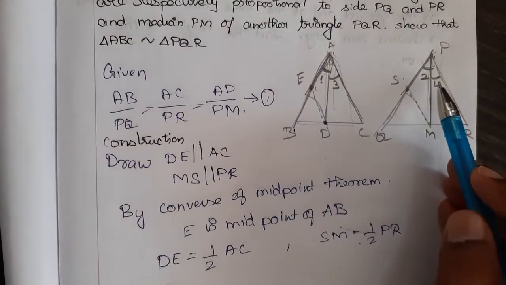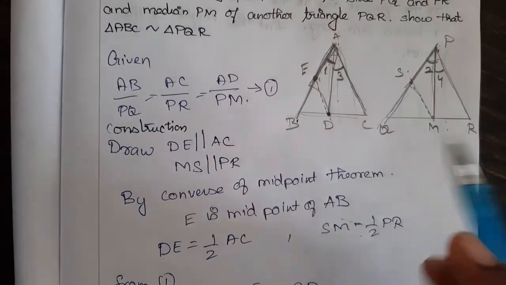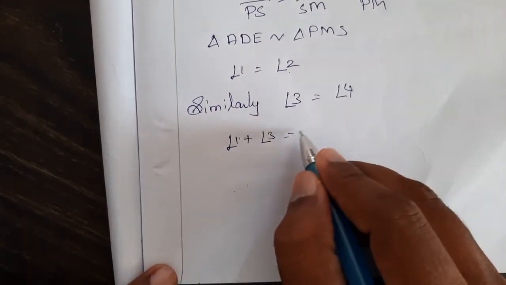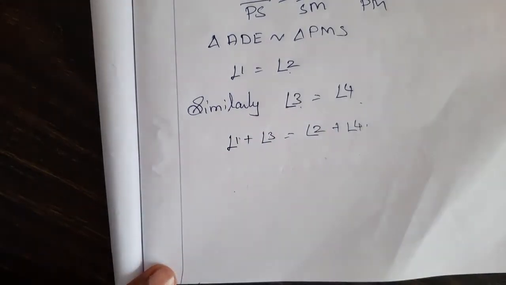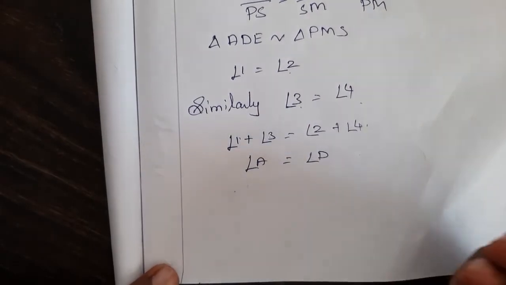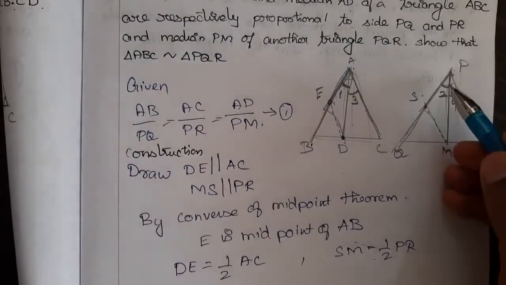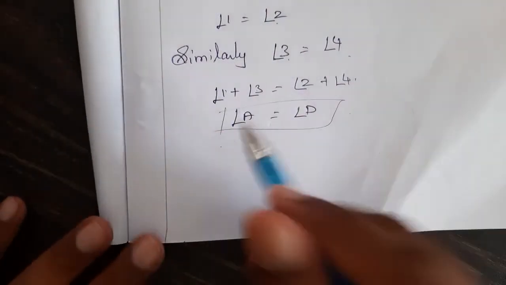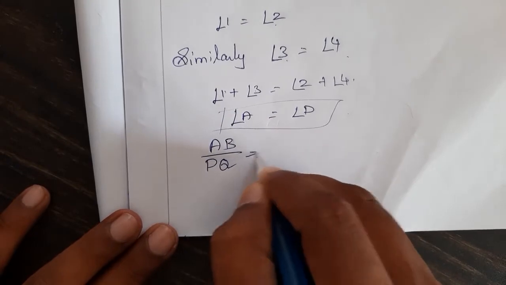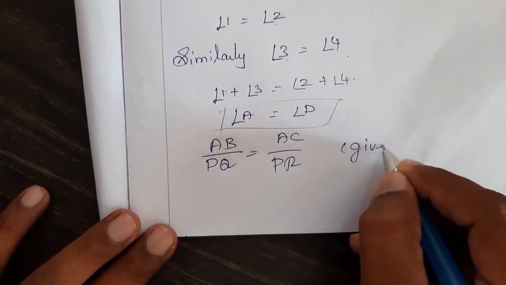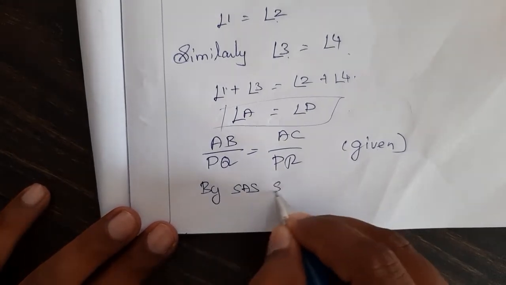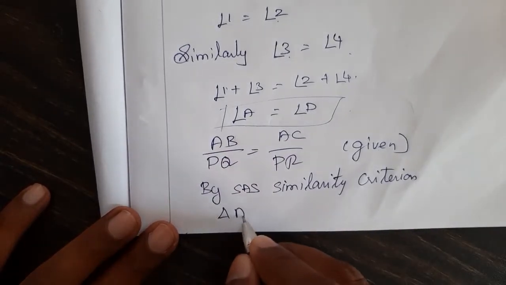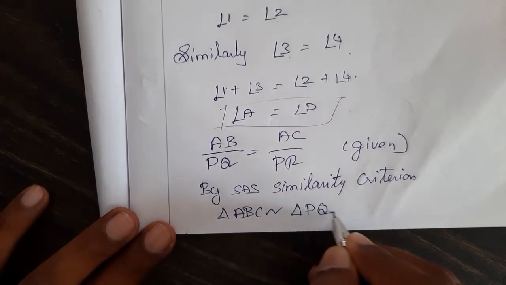So now we can see that angle 1 plus 3 is equal to 2 plus 4, right? Angle 1 plus angle 3 is equal to angle 2 plus angle 4. This says that the whole angle A is equal to angle D. So we have proved the angle, and we already know as given that AB by PQ and AC by PR are equal. So by SAS similarity criterion, triangle ABC is similar to triangle PQR.